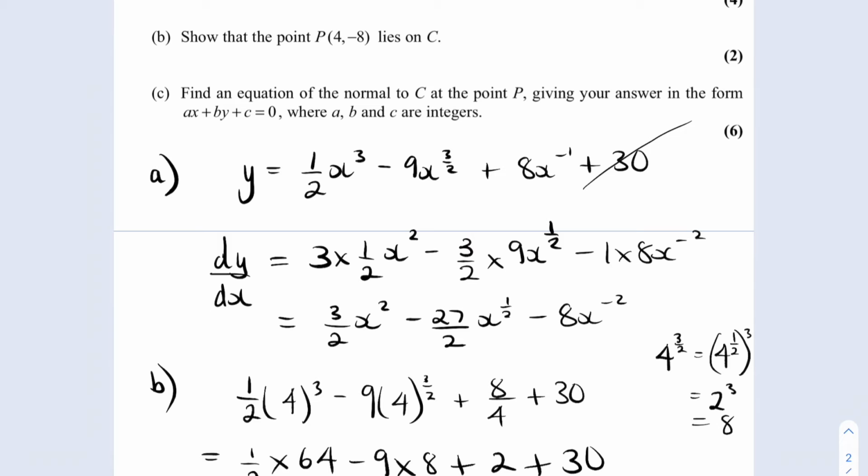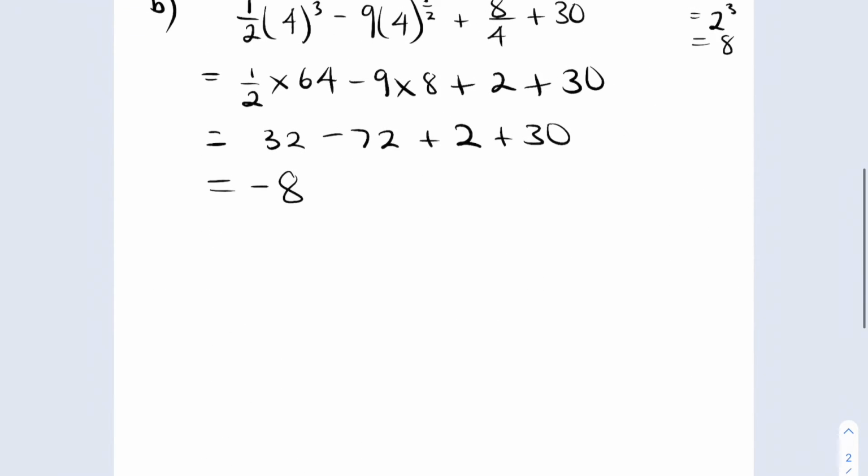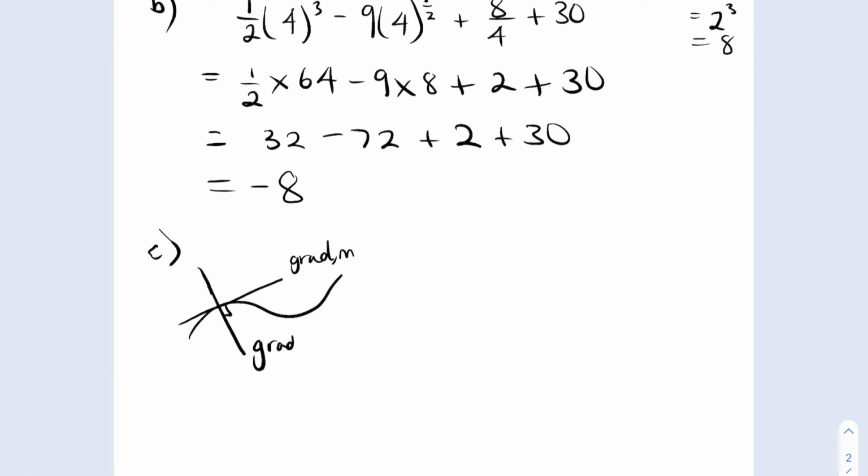And in part C, find an equation of the normal to C at the point P, giving your answer in the form ax plus by plus c equals 0, where a, b and c are integers. Okay, so I don't know what this curve looks like, but I do know that if I've got some curve like this, here's a tangent at some point. If the gradient of that tangent is m, then the normal, which is perpendicular to the tangent, will have a gradient of minus 1 over m.